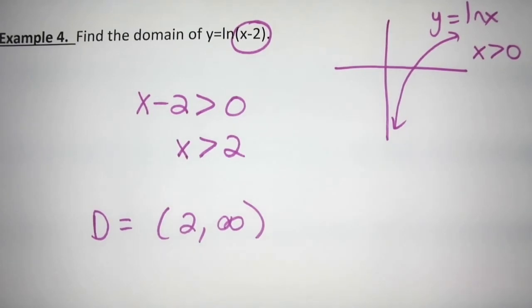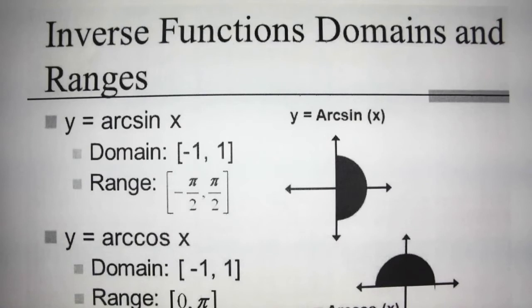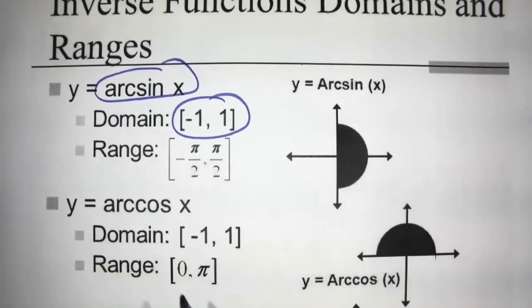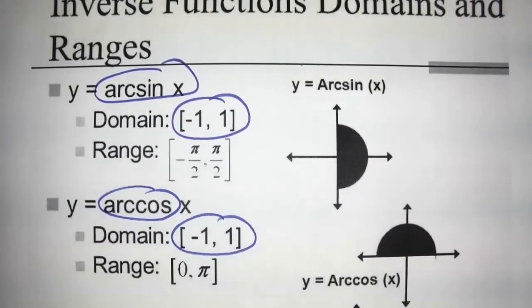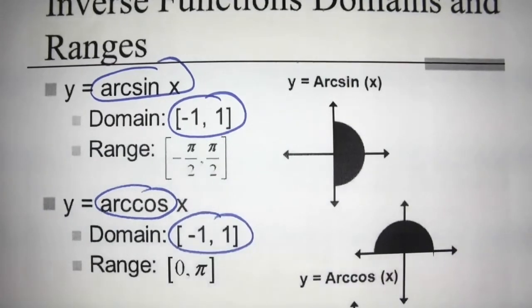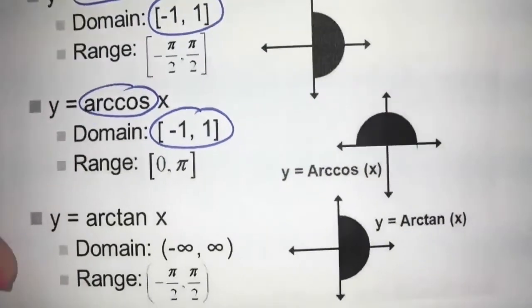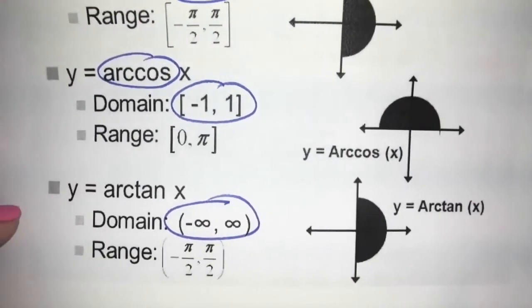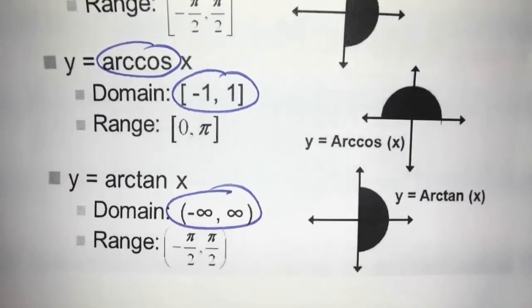So for the next example, you need to know the domain of arcsine, arccos, and arctan. So arcsine has a domain of -1 to 1, and so does arccos. Think about your sine and cos graphs. They oscillate between -1 and 1. And so the domain of arcsine would be -1 to 1. Same with arccos. Arctan has a domain of -infinity to infinity. So it's good to memorize those three just in case you get a harder question on the exam.